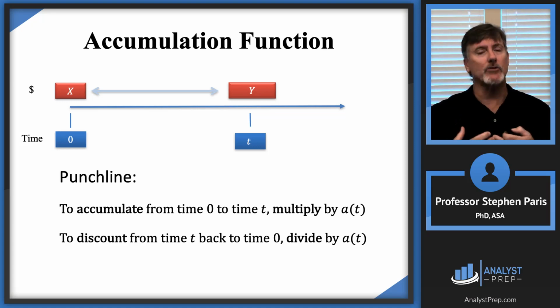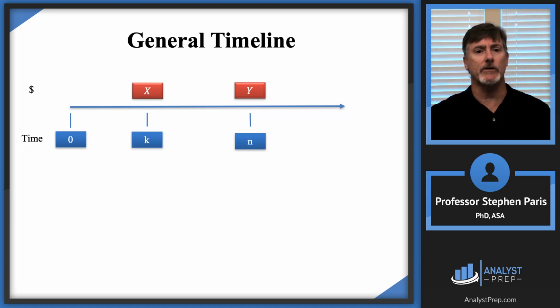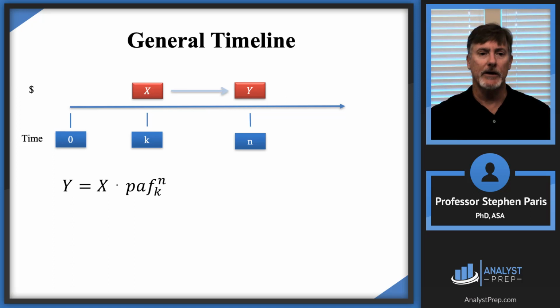So now let's go back to our general timeline from the previous videos. This is generally what our timeline looks like, where we're interested in relating the cap X and the cap Y value. And we said if we knew the cap X value and we were trying to accumulate, then the cap Y value would be the cap X value times the periodic accumulation factor from time k to time n. But now we're going to pass through the time 0 value. In other words, I'm thinking of knowing the cap X value, discounting it back to time 0, and then taking that result and accumulating it to time n.